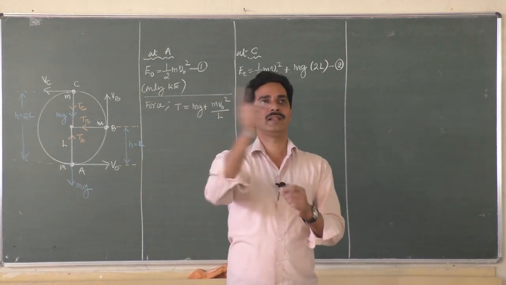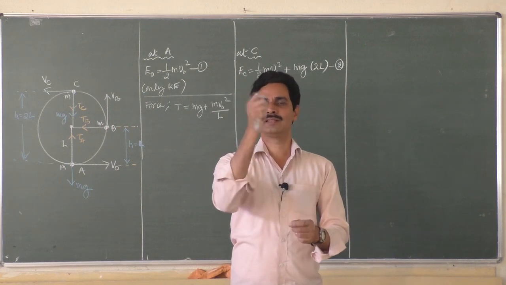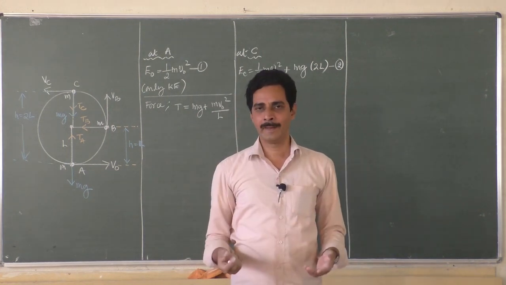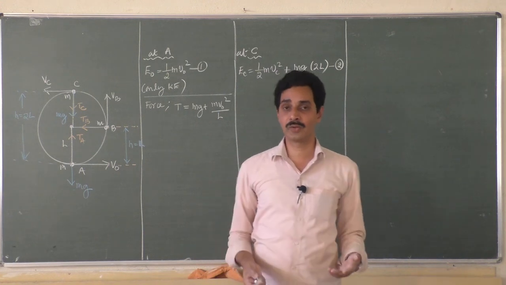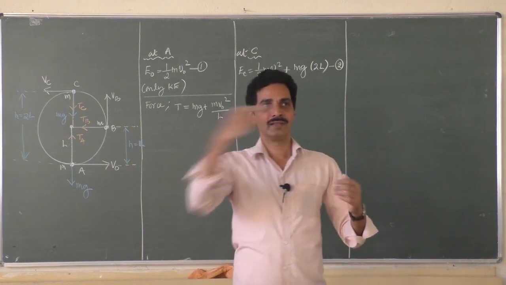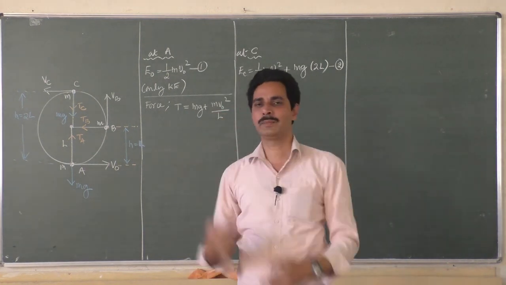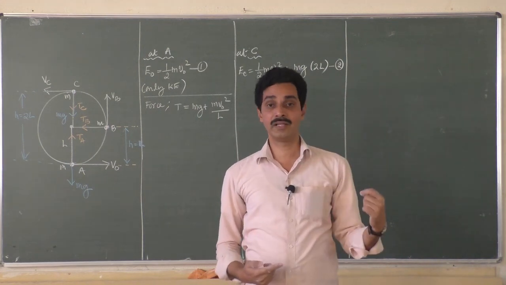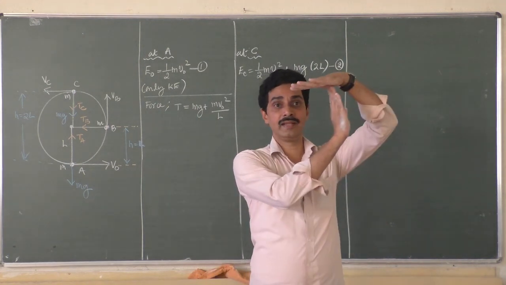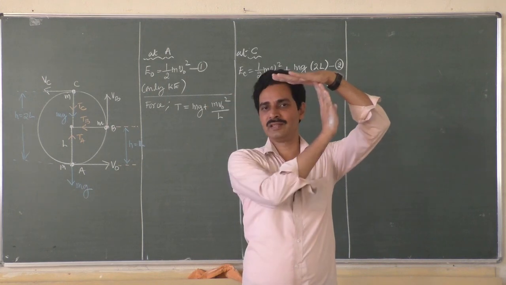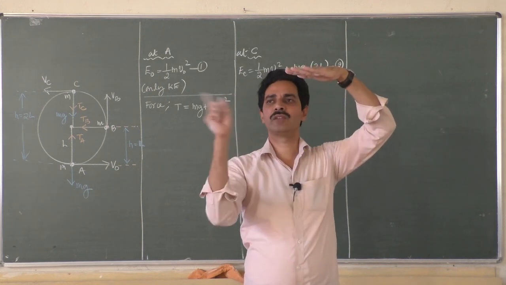Suppose you take a particle in a horizontal circular path like this. You know that only the tension will take the role of centripetal force. Tension itself will act like a centripetal force. Because weight is vertically downwards and it is at 90 degrees, the component of weight in this direction is 0 when it is moving in the horizontal circle.